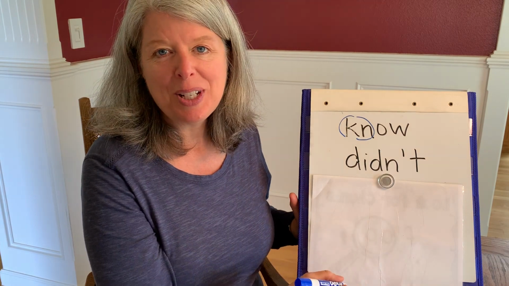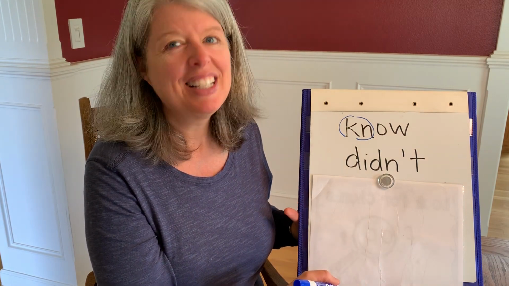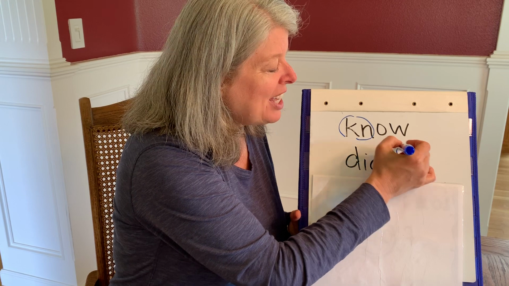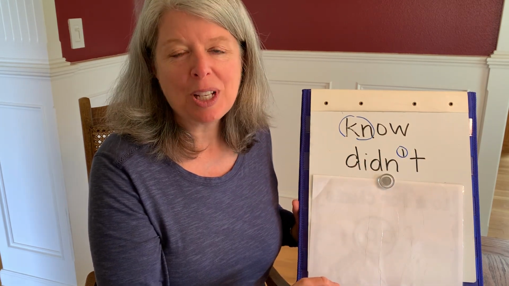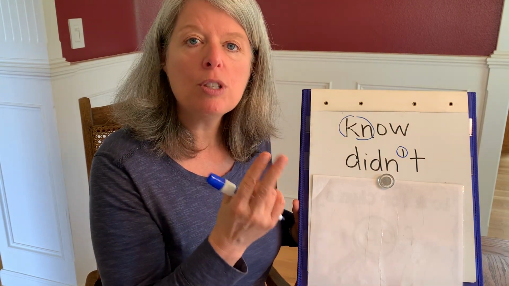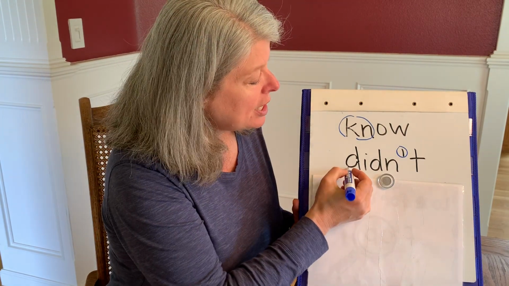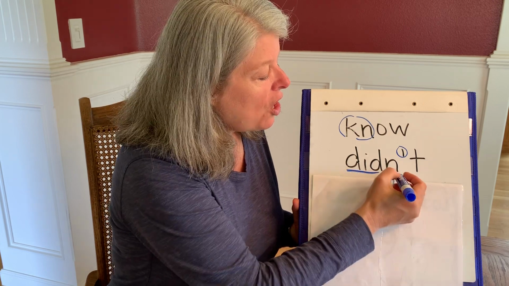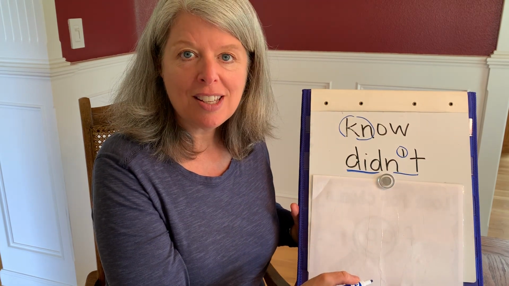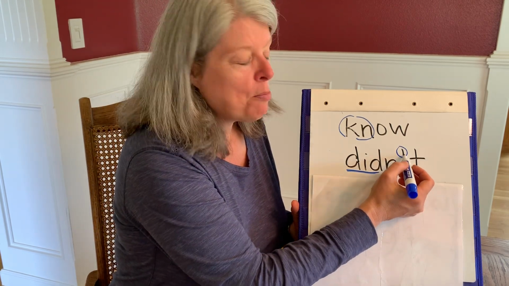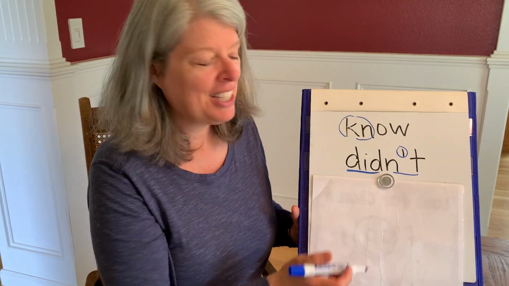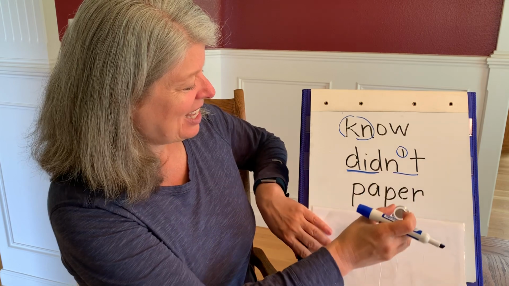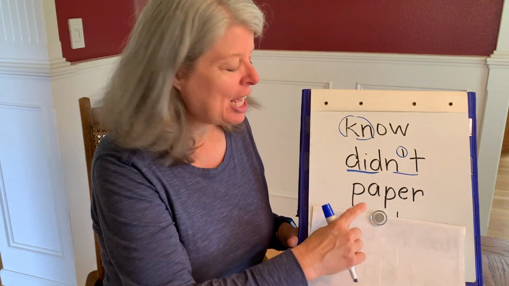D-I-D-N-apostrophe-T. What did you notice about this word? I bet you noticed that apostrophe. Why is the apostrophe there? Because this word is a contraction. It's two words put together. It's the two words did, not. But on the word not, they took away a letter. Which one? They took away the O and they put the apostrophe in its place. And then they put all the letters together. Didn't.